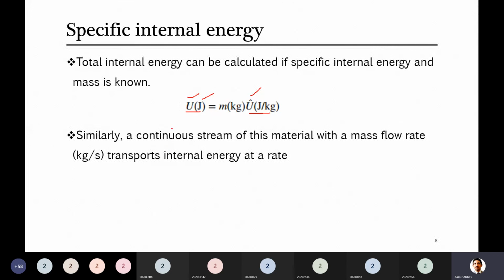If there is a continuous stream, some fluid flowing with respect to time, then the mass is converted to mass flow rate, so your internal energy is converted to internal energy per unit time. The equation is presented as internal energy per unit time, in joule per second, which is equal to mass flow rate multiplied by specific internal energy.